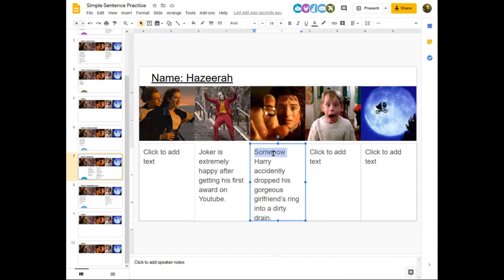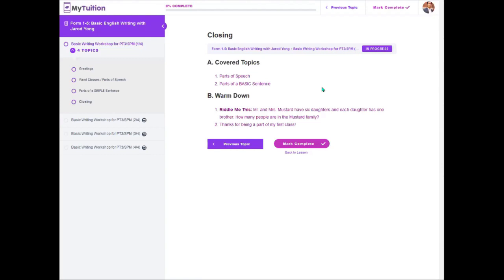So somehow is an adverb that modifies accidentally, which is an adverb. Dropped, the verb; adjective, gorgeous; into a dirty drain, that's a prepositional phrase. Yeah, so this is an example of a level 4 sentence here from Hazira. So well done, Hazira. So today we covered parts of speech. We covered parts of a basic sentence and how you can make a basic sentence really interesting as well. And there are 4 levels for that.